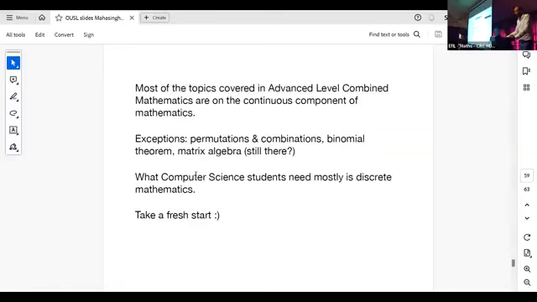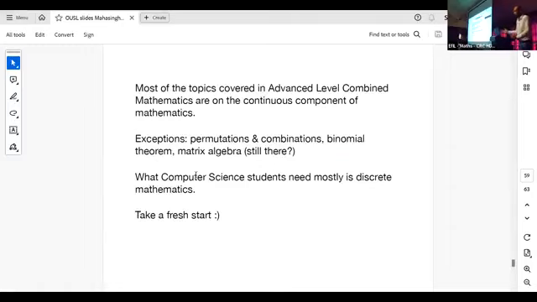Most of you in the audience, the students, are coming from non-mathematics backgrounds. Once again, I have to say never feel that you are inferior. Even in Sri Lanka, if you review the combined mathematics curriculum in our advanced level, most of the topics covered there are about continuous things. Only a very few sections are not.